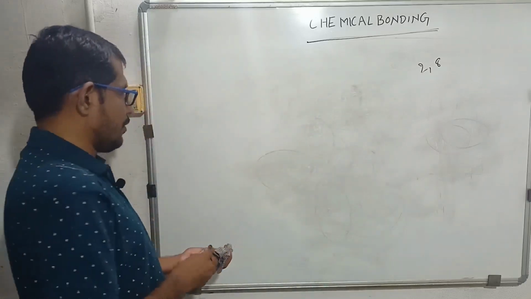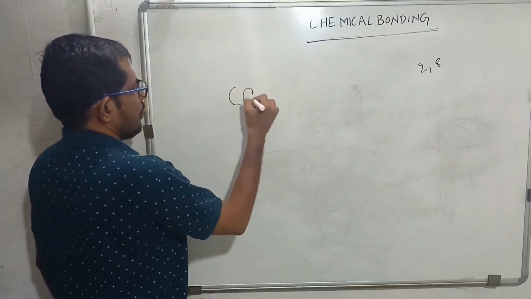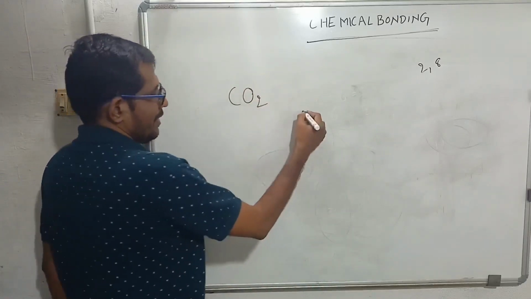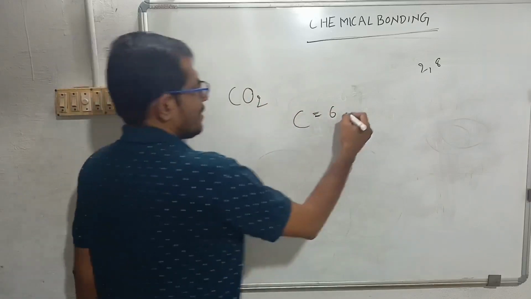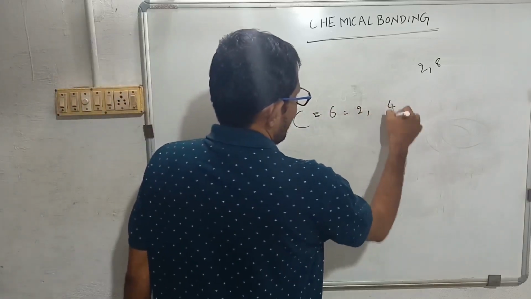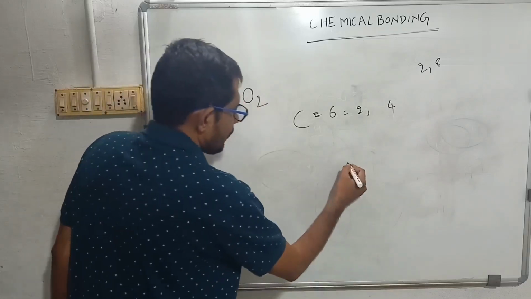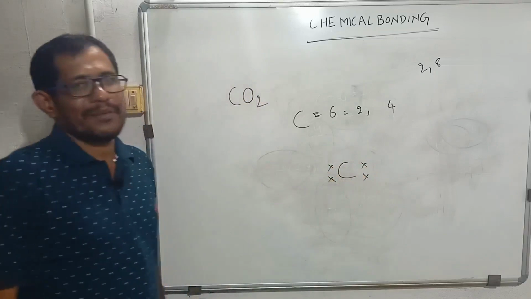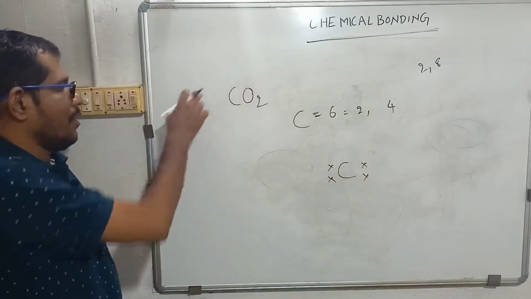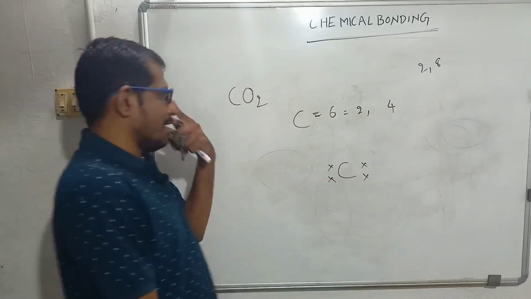If you take the CO2 molecule, first write carbon. Carbon atomic number is 6. What is the electronic configuration? 2, 4. So write 4 electrons for carbon. So now the carbon part is over. Now we need to write for the oxygen, right?